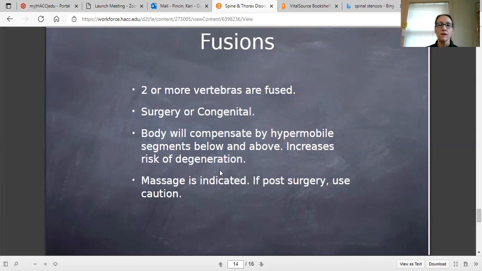fusion. Now, massage is absolutely indicated after the surgery, right? 8 weeks post-surgery, you're only going to go very, very light over the area. You're not going to do any kind of deep work at all because you don't want to undo what the surgery was trying to do. But again, you can help the healing process, and just general palliative feel-good massage is indicated. Okay.